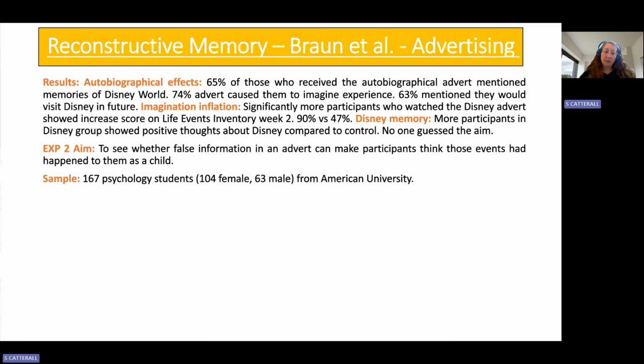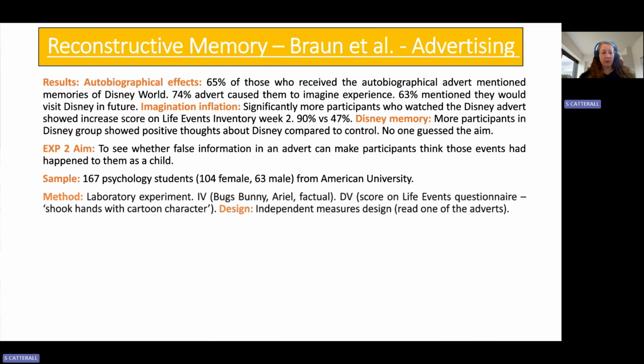So this time we've got 167 psychology students from an American university. Still a lab experiment. And this time the false information is Bugs Bunny, because Bugs Bunny is a Warner Bros. character, so would not be at Disneyland. Ariel is a Disney character, but only came out in 1999, so it was too far after these students would have been. What I mean by that, so that wasn't explained very well, is that they were too old to have seen Ariel when they were younger. So obviously another example of false information.